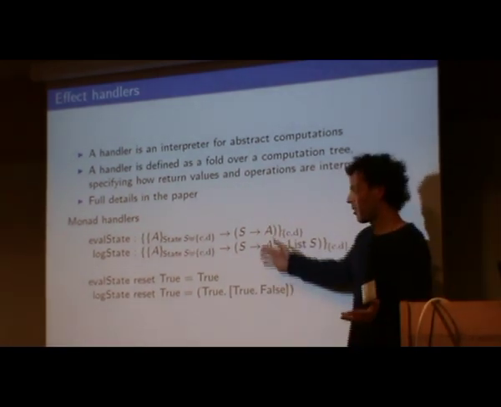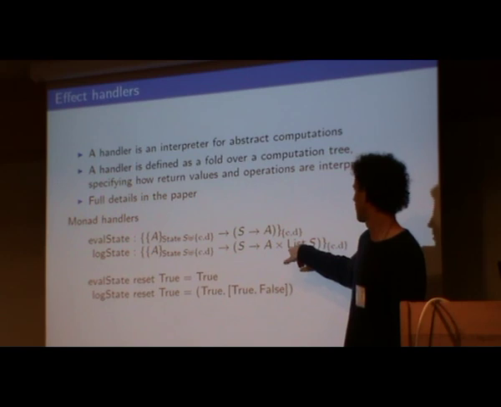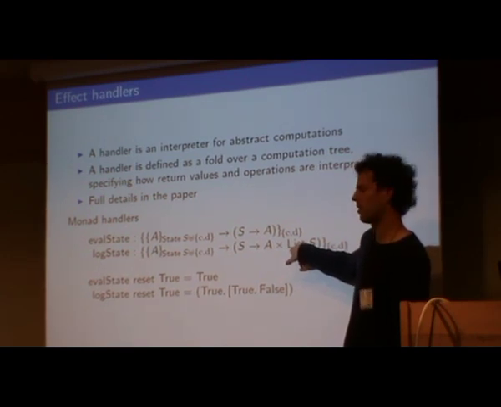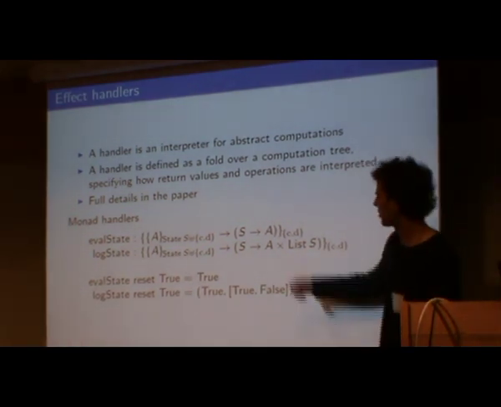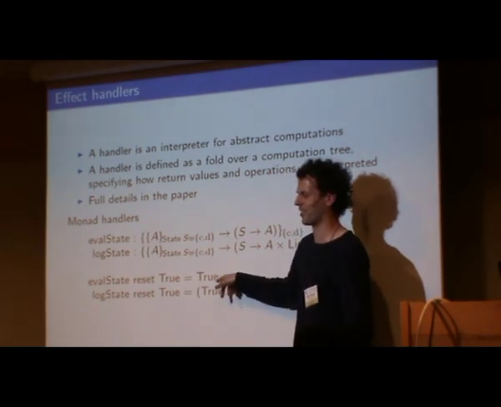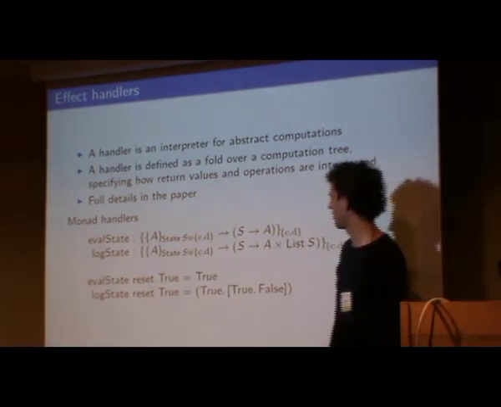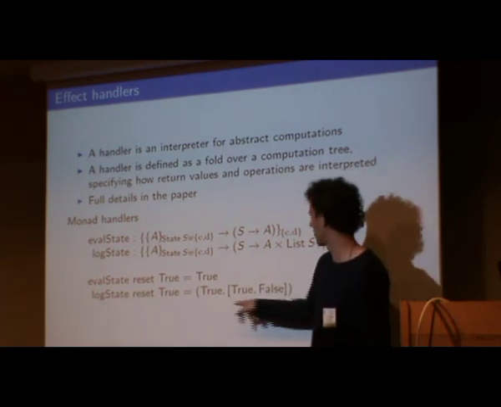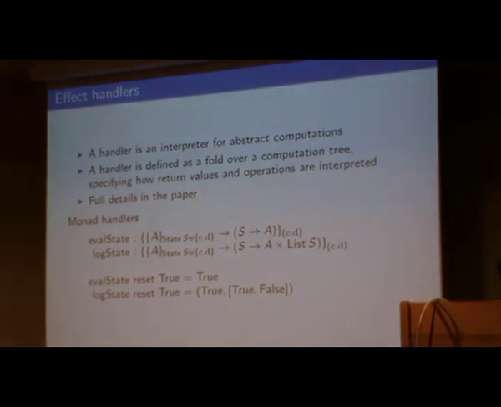And then we could have another interpretation. We call this logState, which returns, as well as the final value, a list of all of the states that the computation held. So if we, for instance, run evalState on reset with true, we'll just get true because it throws away the state. If we run logState on reset, then you get back true, and initially the state is true, and then you get false. And you can have as many of these interpretations as you like, as many handlers as you like. And they compose in nice ways, but that's not the subject of this talk.